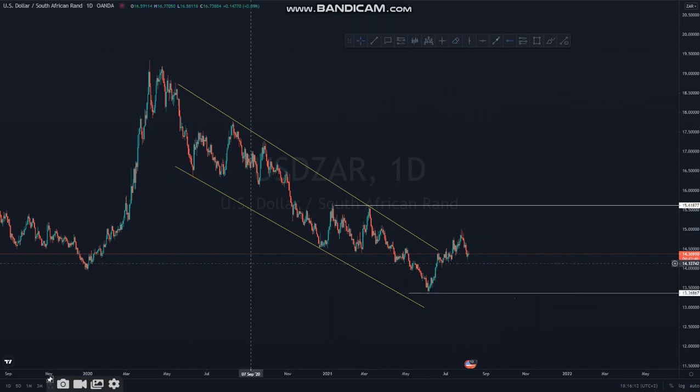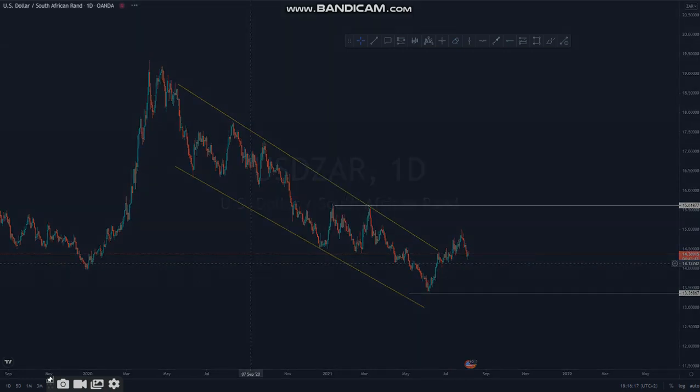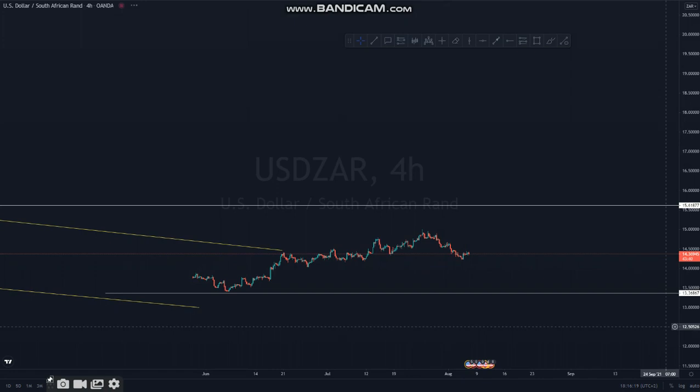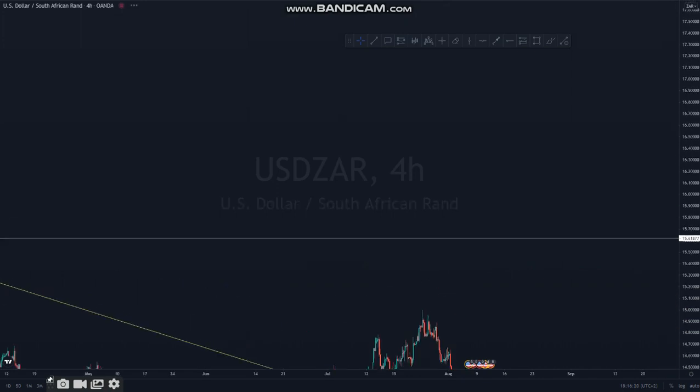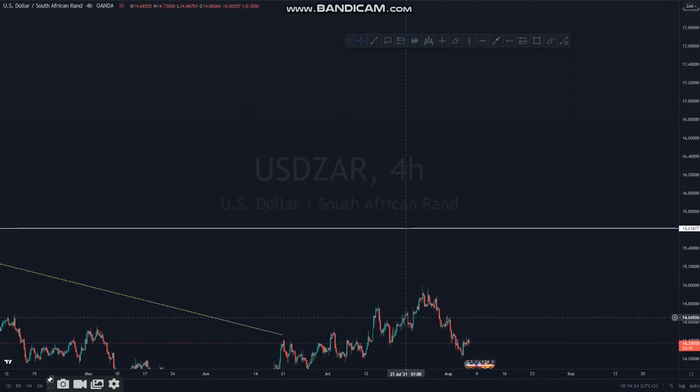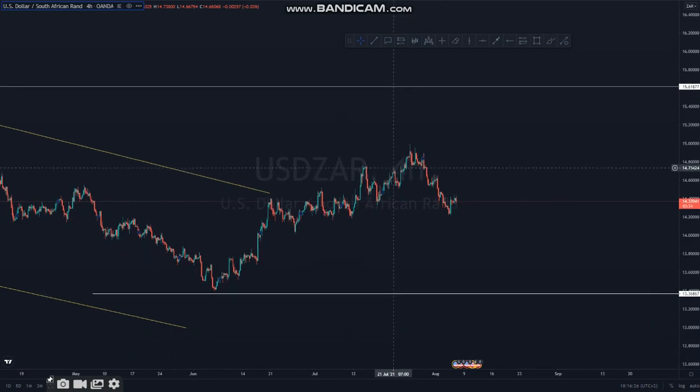Now let me dive into the 4-hour time frame, guys. So here's the 4-hour time frame. Now the market is much clearer than it was looking. We've got a beautiful structure here.